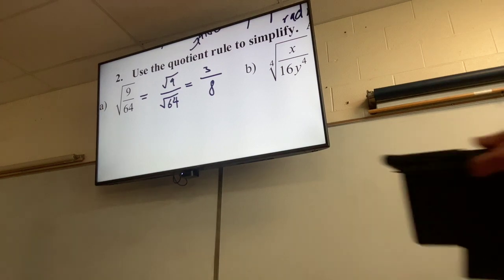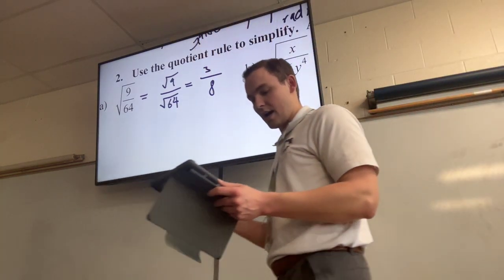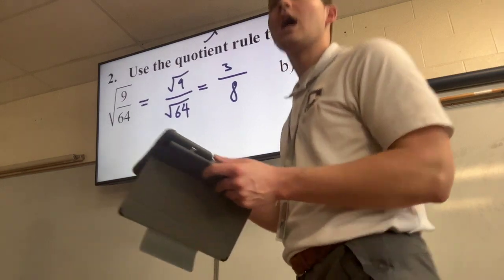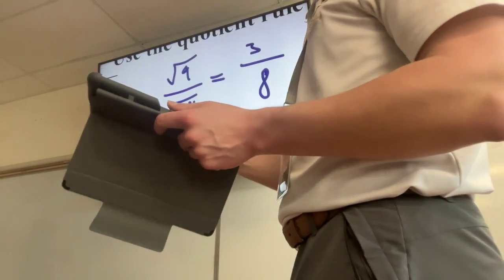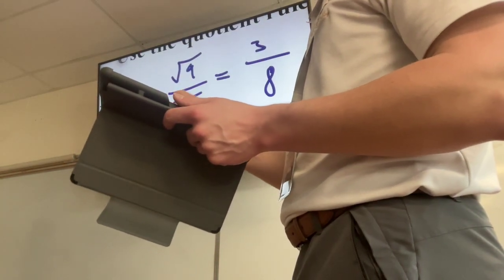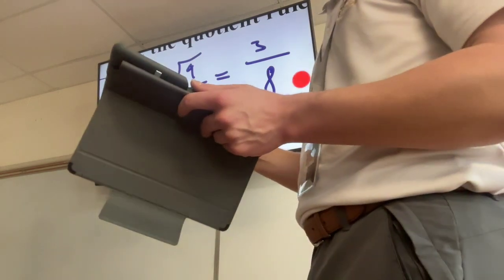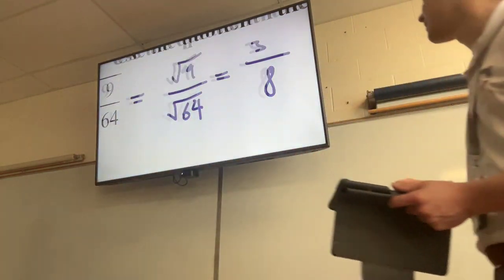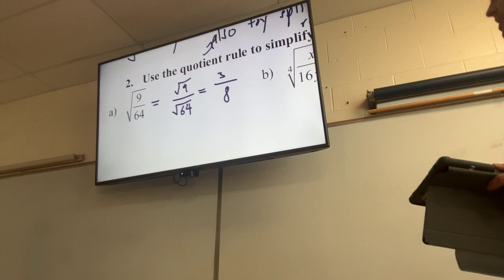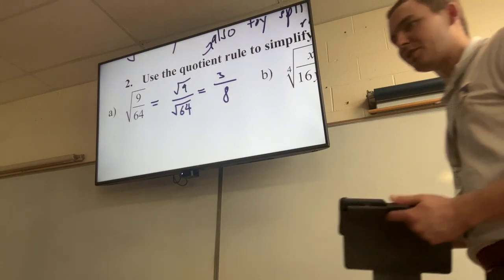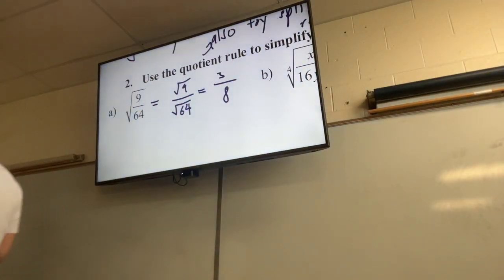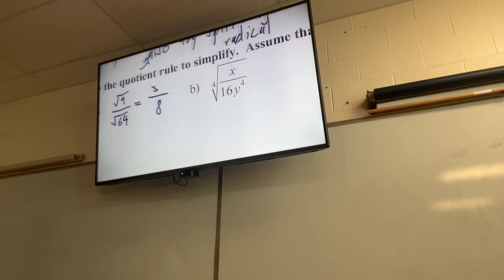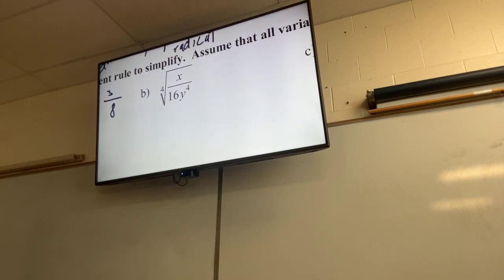Do you have to put a square root sign over it? If you can just jump from this step to this step in your head, that's fine too. Just get the right answer. I'm doing a lot of things today that people can probably do in their head, but not everyone can, so I'm writing them all down. All right, B. We're going to split this up and give every number its own fourth root symbol.